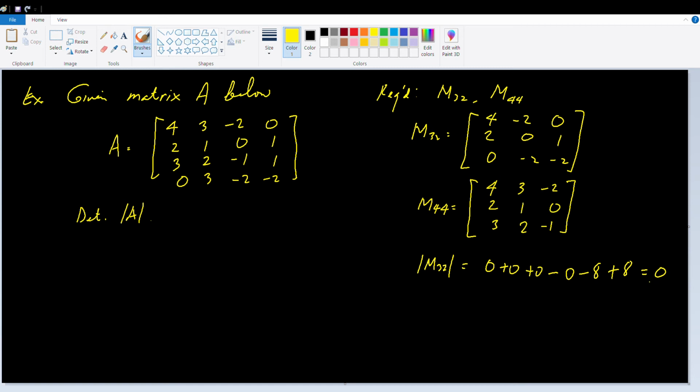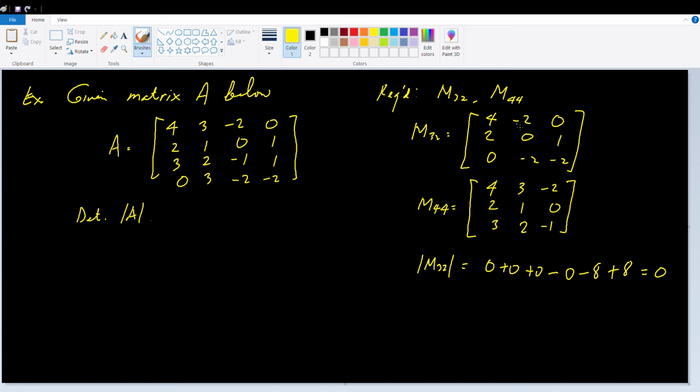Okay? So once again, let us check that. 0, 2, negative 2, 1, 0 is 0, 0, 2, and negative 2 is 0. Minus 0, 0, 0, minus negative 8, so that is positive 8.